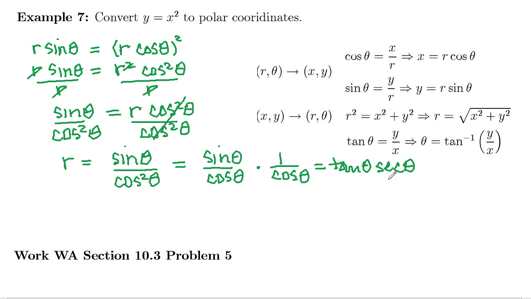So this is more complicated in polar coordinates than it is in Cartesian. And that makes sense because it's not something that's round like a circle. Okay, it's a parabola. So, you should be able to try problem number 5, either changing from Cartesian to polar or from polar back to Cartesian.